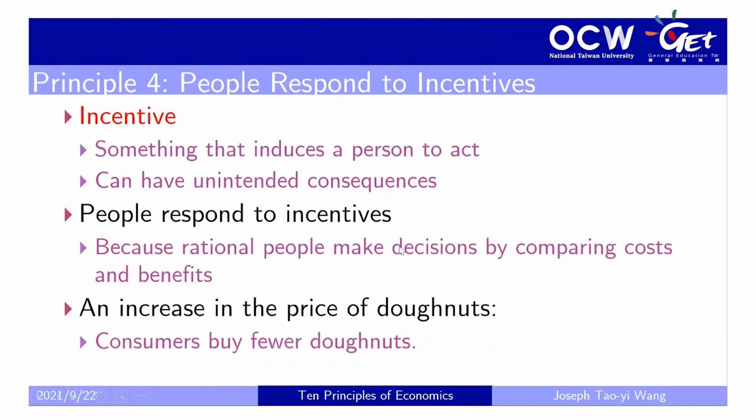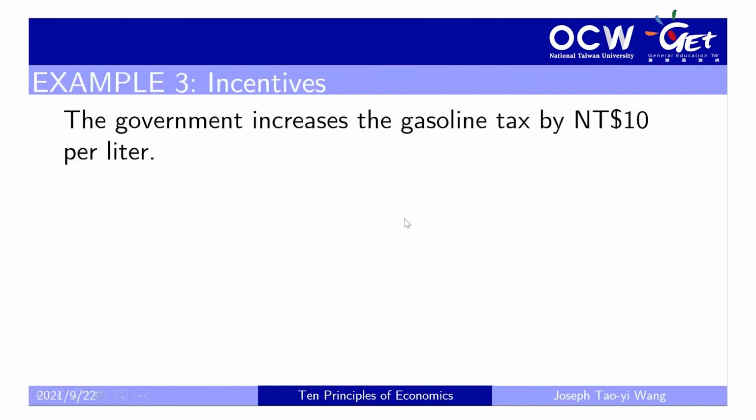For example, if you increase the price of donuts, consumers would buy fewer donuts. Sellers would try to produce more, since they're trying to sell them. And so here's an example. If the government increases the gas tax by $10 per liter, how do consumers respond?